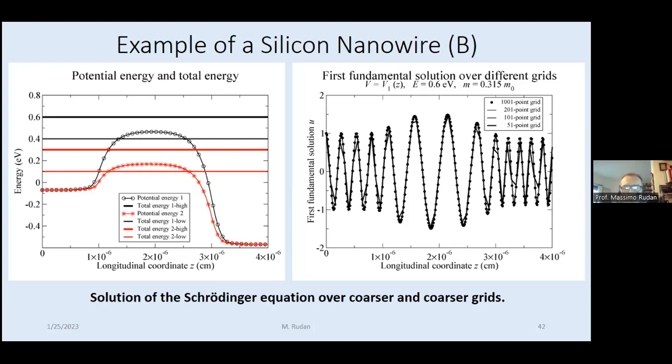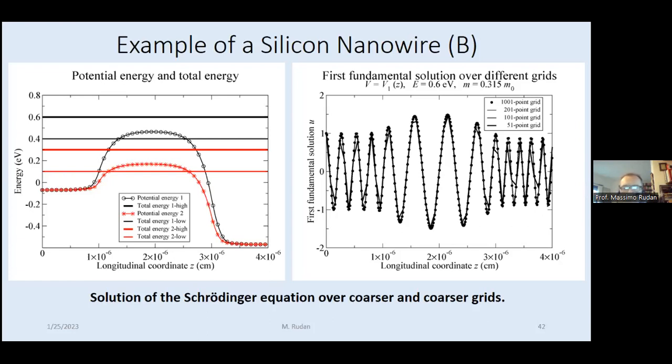The numerical experiment in this case was to detect the influence of the grid spacing on the solution. So we started with the grid made of about 1,000 nodes, and the solution is that of the dots in the right figure, and then we decrease to 200, 100, and finally 50 nodes.